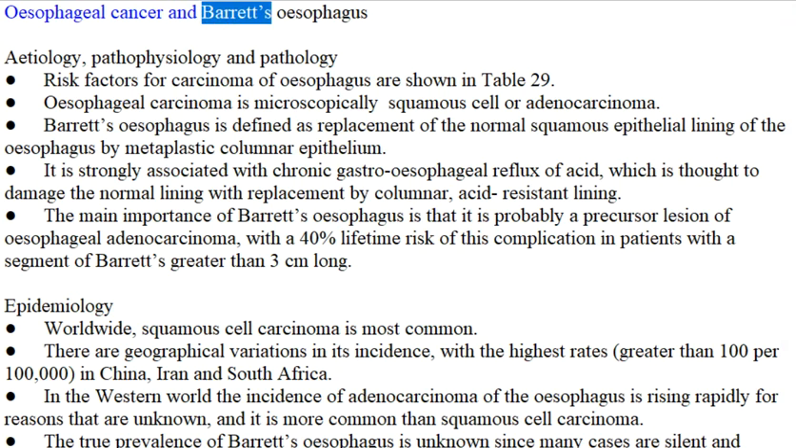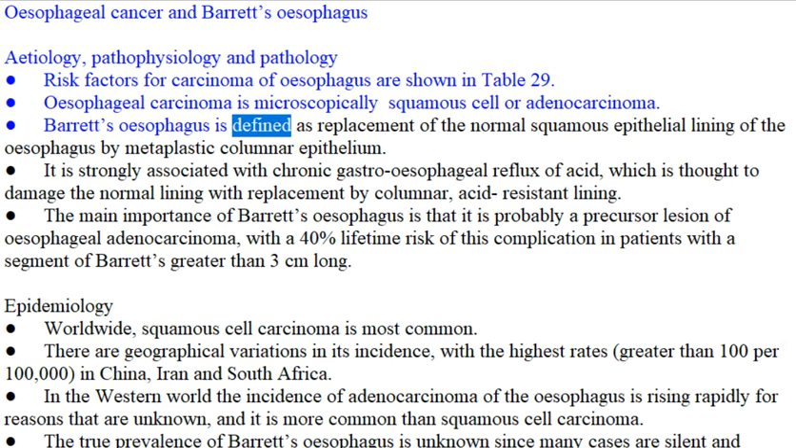Esophageal cancer and Barrett's esophagus. Etiology, pathophysiology, and pathology. Risk factors for carcinoma of esophagus are shown in Table 29. Esophageal carcinoma is microscopically squamous cell or adenocarcinoma.